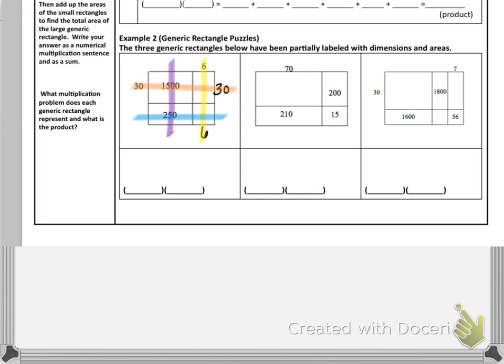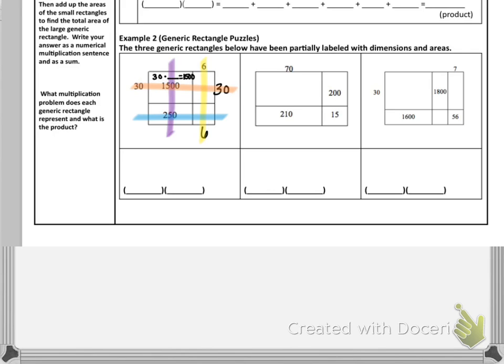As I look at this generic rectangle, what I want to do is find out where I have 2 of the values and find the third value. If I look right here at my 1500, I know that 30 in my orange and whatever the missing purple piece is, 30 times my missing piece had to be 1500. Well, I'm missing a piece of a multiplication problem, and we've worked hard on this skill. If we're missing a piece of a multiplication problem, we need to do its opposite or inverse and divide.